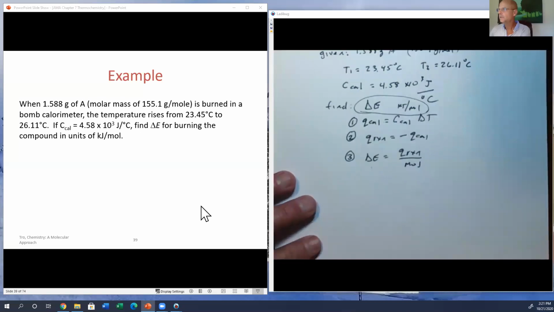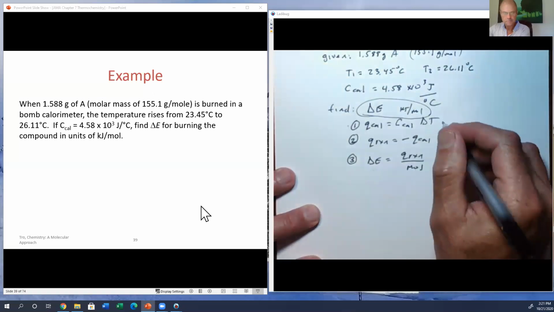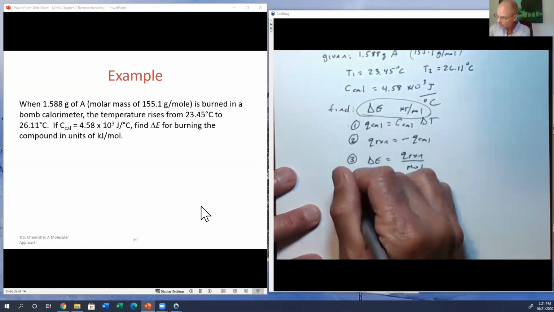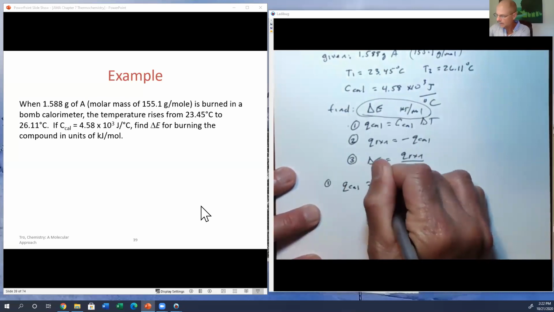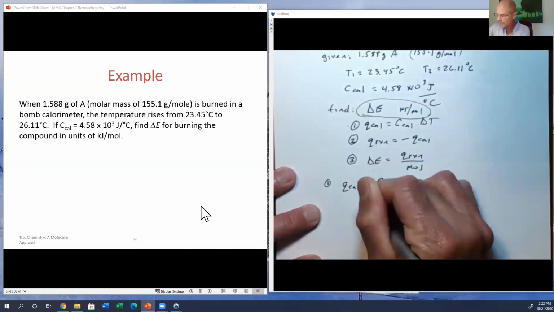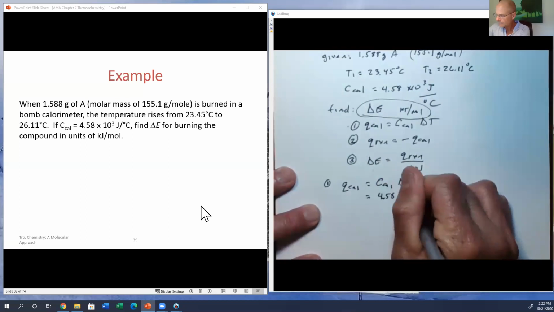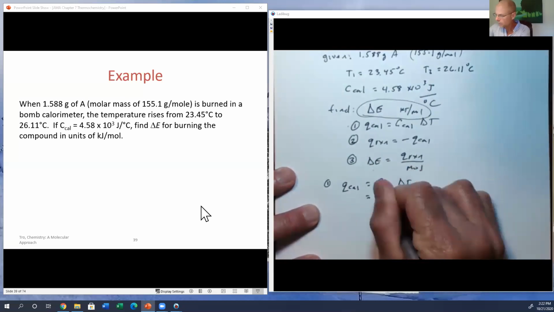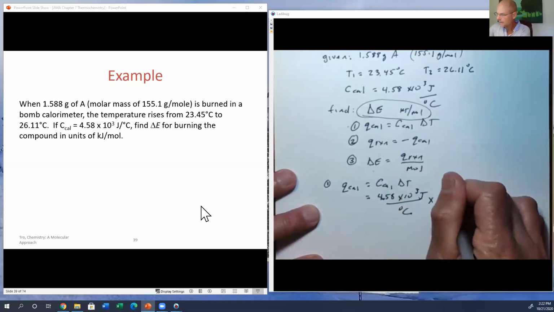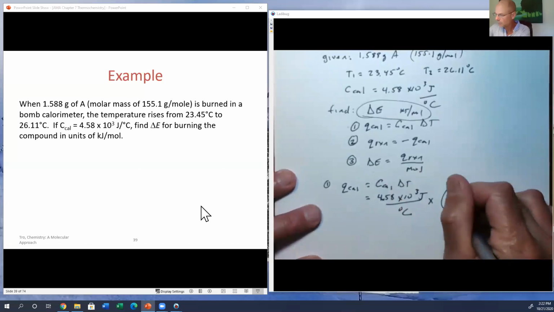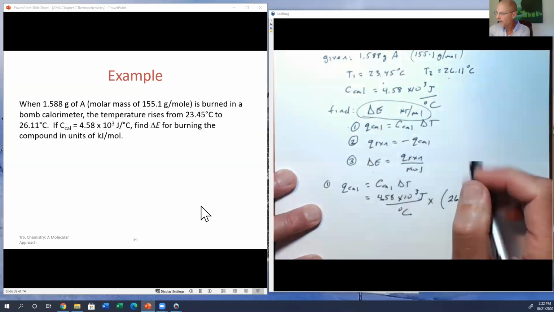So let's dive in and do this. So we'll do the first part. This is part number 1. Q calorimeter is equal to C calorimeter times delta T, which is equal to 4.58 times 10 to the third joules per degree Celsius, times delta T. Delta T is T2 minus T1, so 26.11 minus 23.45.